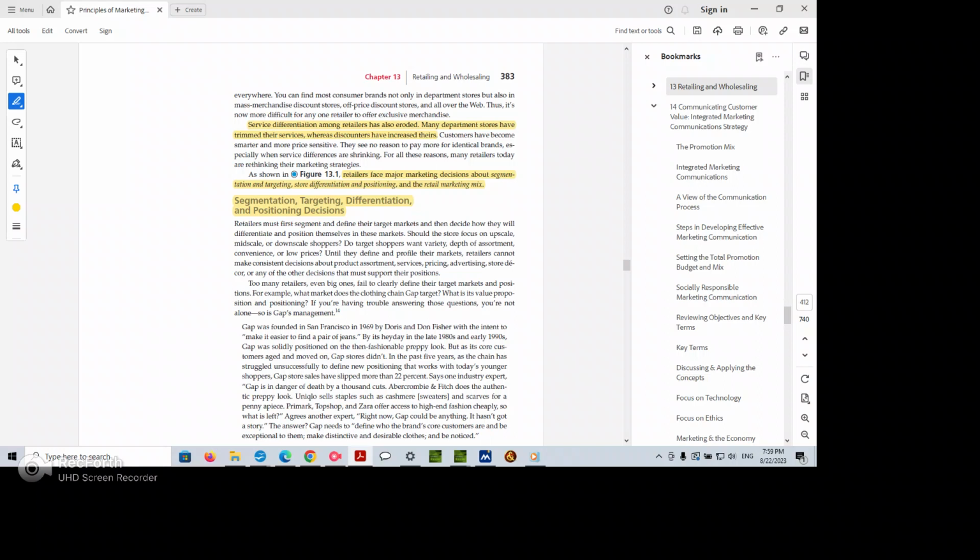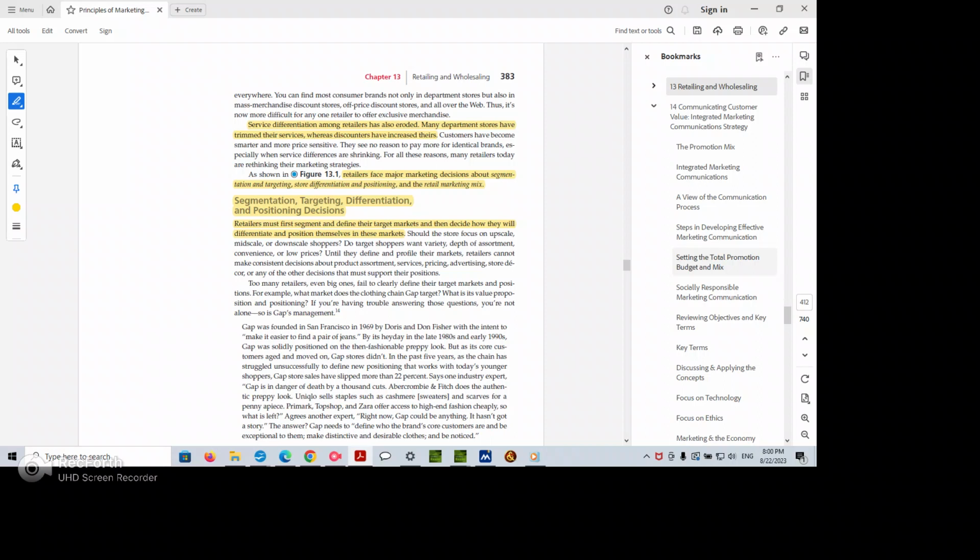Similar to what they talked about in previous chapters, but going into more detail, retailers must first segment and define their target markets, and then decide how they will differentiate and position themselves in the markets. If you think about it, we need to be different than our competition. Why? Because the consumer wants to know why they should buy your product as opposed to the competition's product.